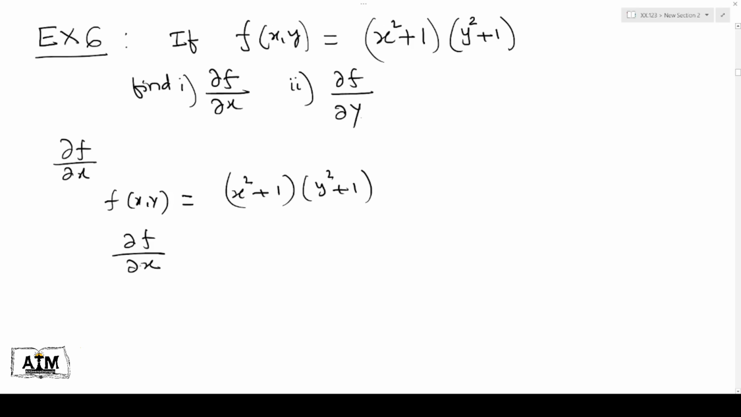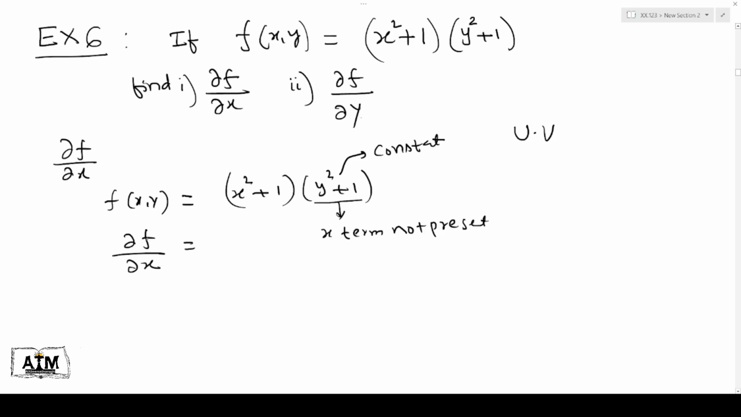To find dou f by dou x, there are two brackets. So we have to decide what formula should we apply. Should we apply product rule of derivative or no need to apply? For that, you just keenly observe both brackets. In the first bracket, x square plus 1. In the second bracket, x term not present. X term not present. Therefore, the second bracket totally becomes a constant.